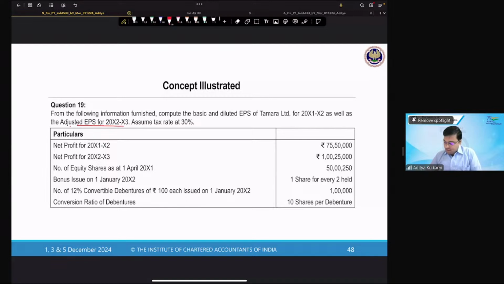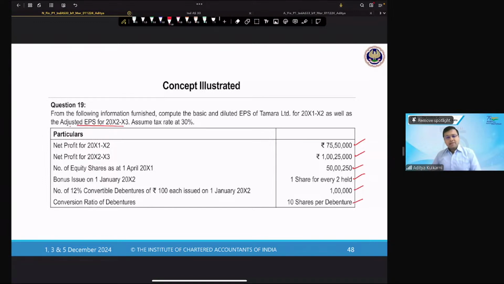Net profit for year ended x1-x2: 75 lakh 50. Net profit for x2-x3: 1 crore 25,000. Number of equity shares at 1st April 20x1: 50 lakh 250. Bonus issue on 1st January 20x2: 1 share for every 2 held. Number of 12% convertible debentures of rupees 100 each issued on 1st January 20x2: 1 lakh. Conversion ratio of debentures is 10 shares per debenture.